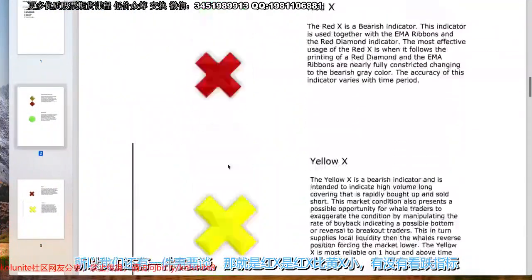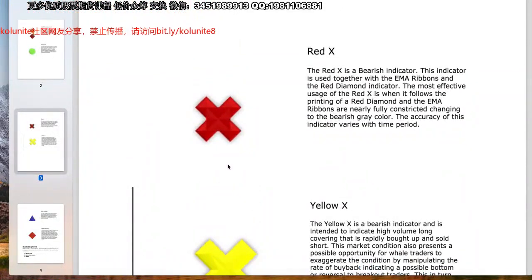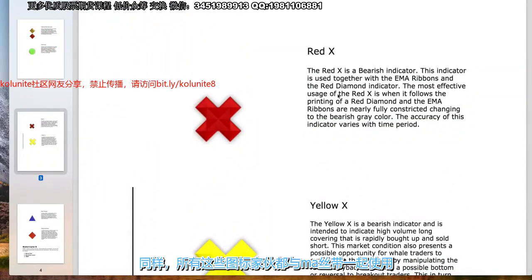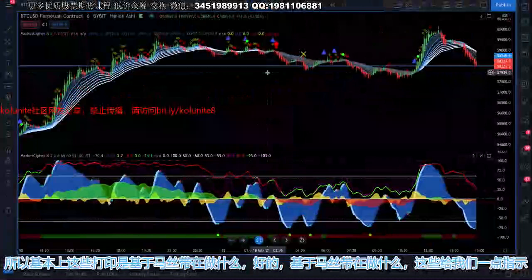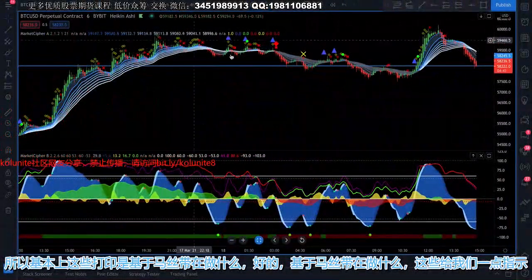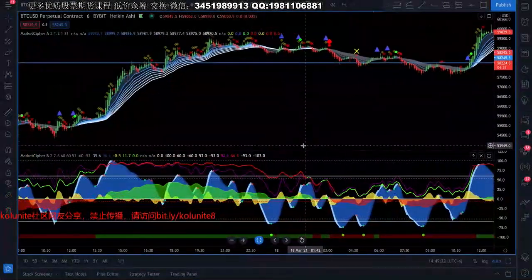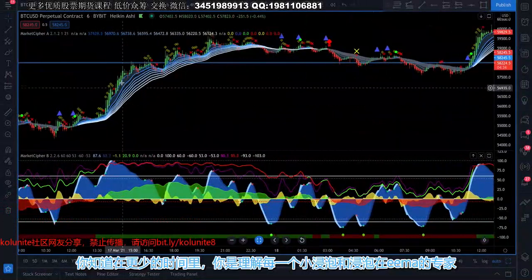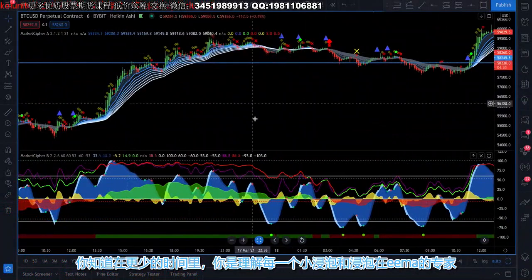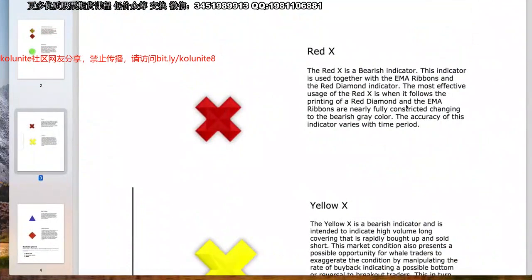Those are the red X's. The red X's are smaller than the yellow X's. They are a bearish indicator. Again, all of these icons, guys, are used together with the EMA ribbons. So basically, these are printing based on what the EMA ribbons are doing, okay? Based on what the EMA ribbons are doing, these are giving us little indications. So, unless you're an expert at understanding every little dip and divot in the EMA ribbon, then these are going to be very helpful to you.